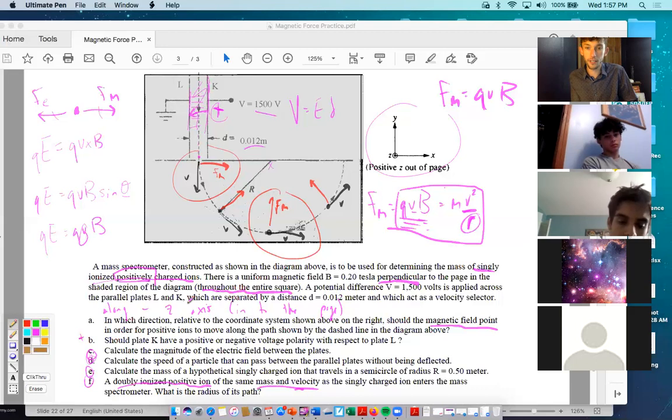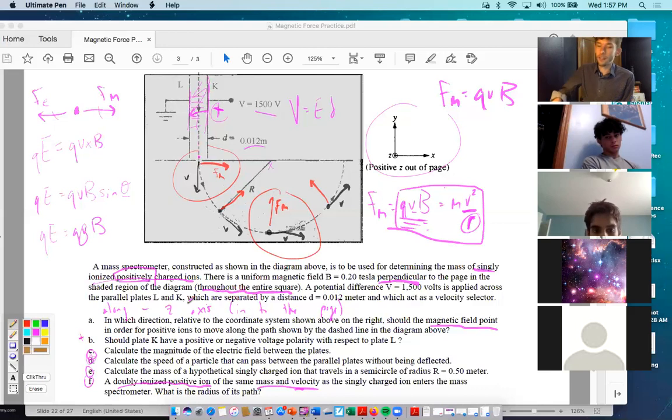Here, I have a question. Yes. So if the velocity was pointing, if like a piece of it was pointing into the screen, then would it be parabolic instead of circular? Yeah, I think so. It'd be parabolic or helical at least.